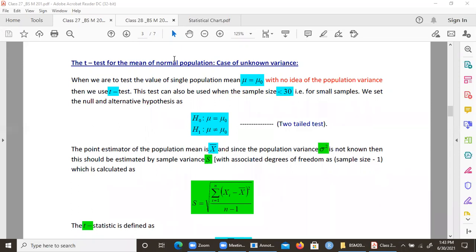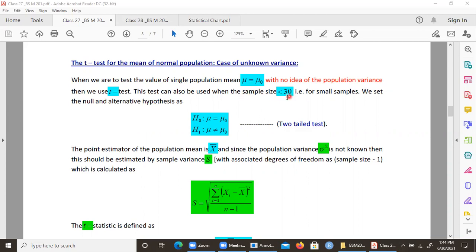Whenever I talk about the sample size being small, I consider the sample size being less than 30. And if the sample size is greater than or equal to 30, we call it a large sample. I mentioned before that the equality symbol can vary from author to author. Some authors consider the equality sign with the less than symbol, and some authors consider the equality sign with the greater than symbol. So it doesn't matter at all.